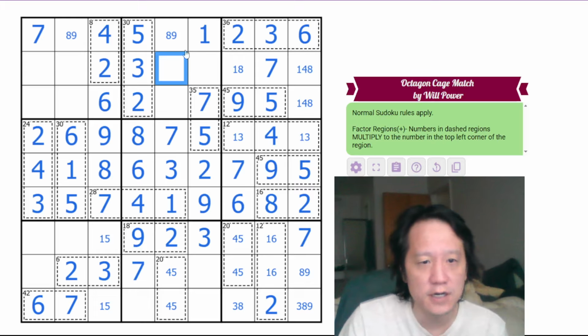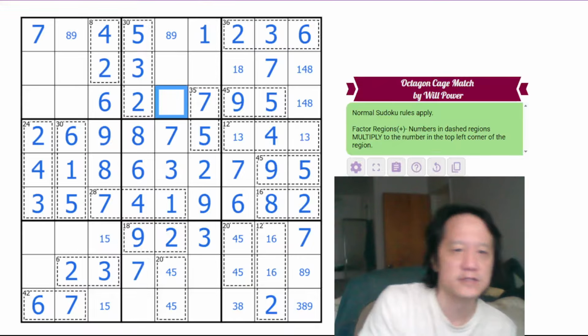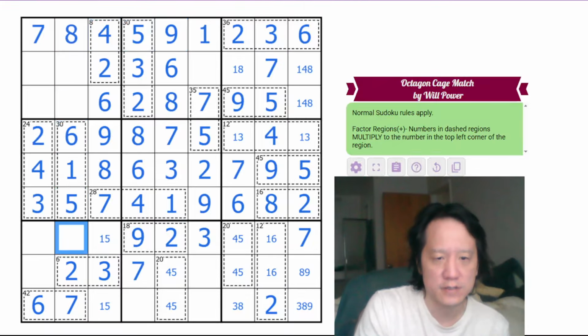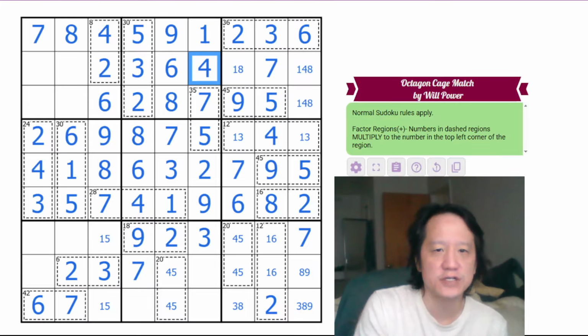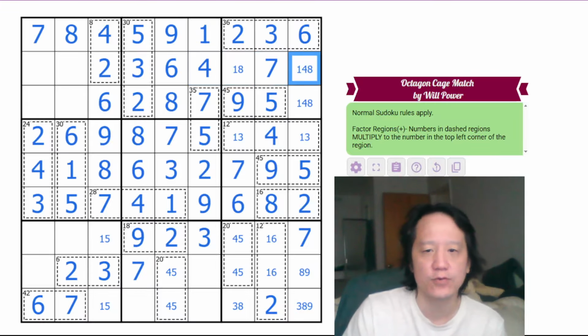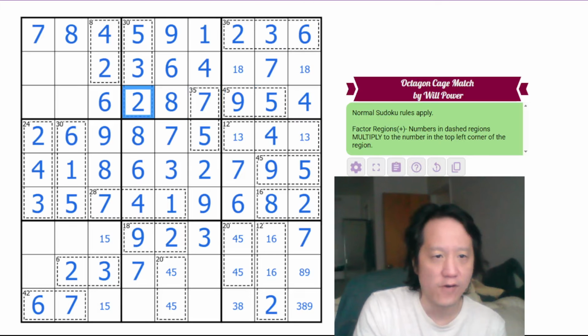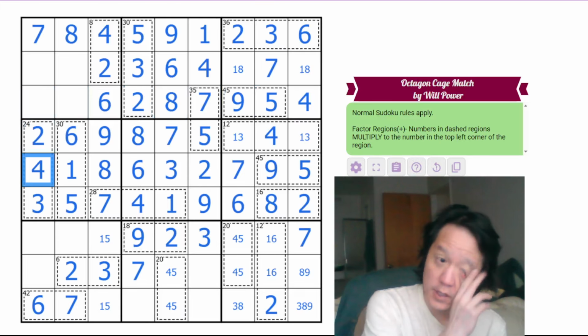Remaining digits in column 5 are 6, 8, and 9. This can't be 6 or 9. That makes this 8, which makes this 9, which makes that 6. This 9 eliminates 9 here, so it's 8. That leaves this digit as a 4, which means this cannot be 4 here. That means in this upper right-hand box, the 4 has to be there. Okay.